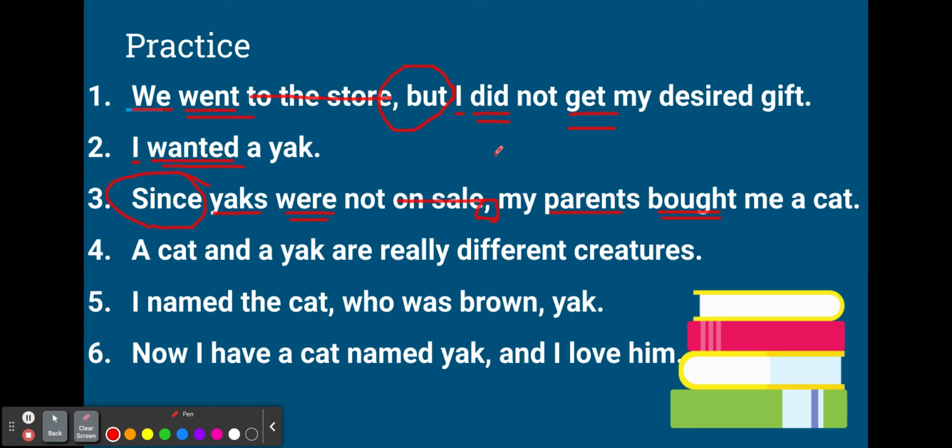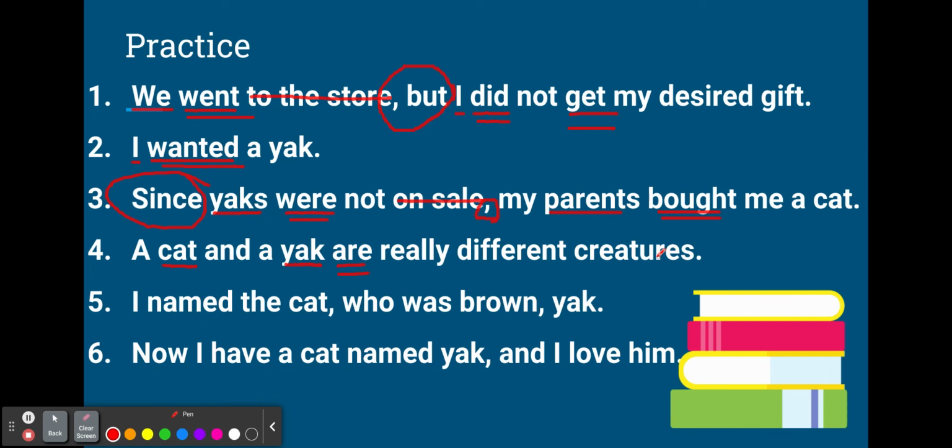Number 4, in case you didn't know, a cat and a yak are really different creatures. So no prepositional phrases, no help there, but we do have a subject and another subject, compound subject, and we have a verb. So how many clauses do we have? Which is still just one clause. We can have an independent clause with compound subjects, and it doesn't really make it a compound sentence. We still just have one independent clause, and if we have one independent clause, we'll call it a simple sentence.